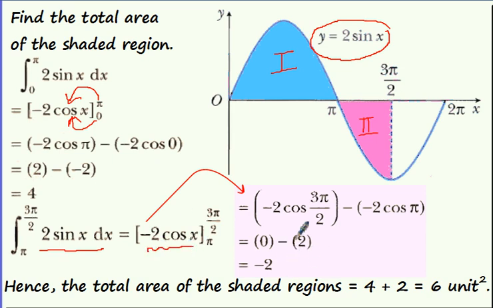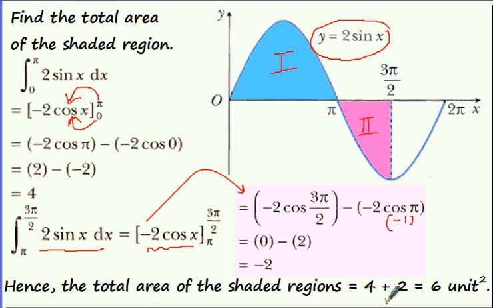When we substitute the value cos 3 pi by 2, which is cos 270, you get the answer 0, the same way cos 90 is 0. Cos 0 is 1 and cos 180 is minus 1. So here you got minus 2 into minus 1, which gives you 2. So the answer is minus 2 again.